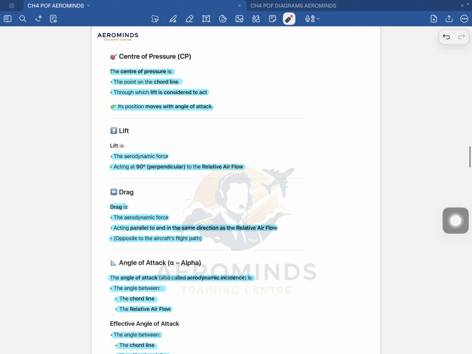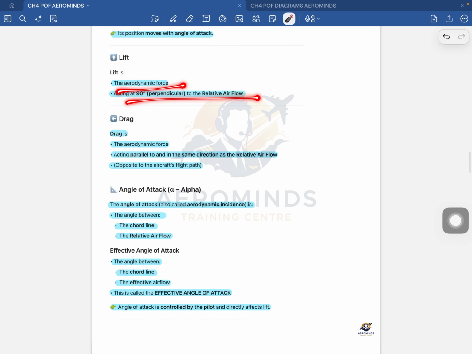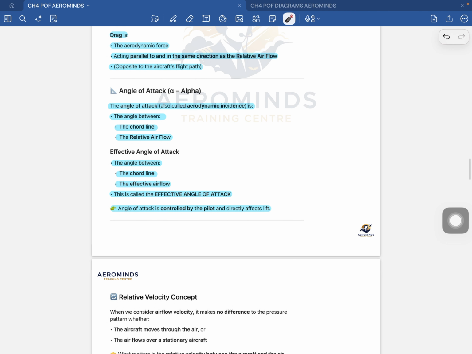Then lift, the aerodynamic force at 90 degrees to the relative airflow, and drag, parallel to and in the same direction as the relative airflow. Then the angle of attack, also known as aerodynamic incidence, the angle between the chord line and the relative airflow. Then the effective angle of attack, between the chord line and the effective airflow. Angle of attack is controlled by the pilot and directly affects the lift.